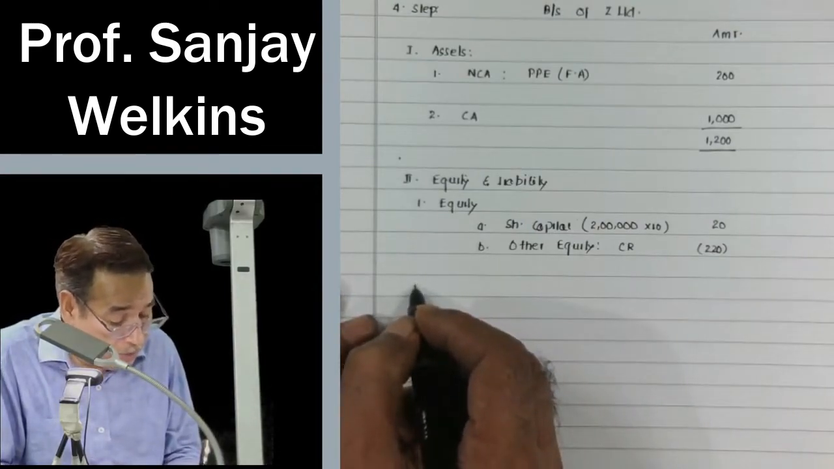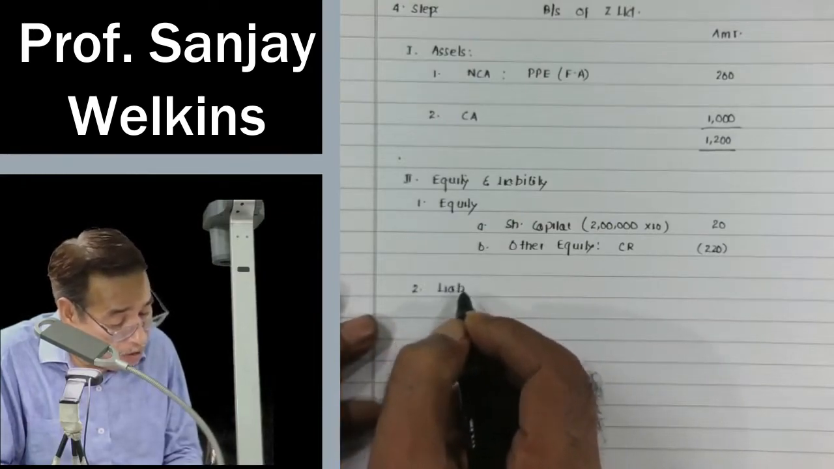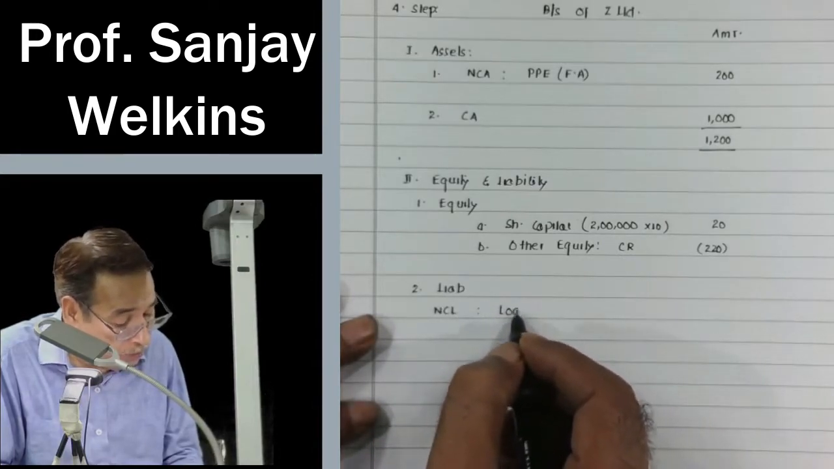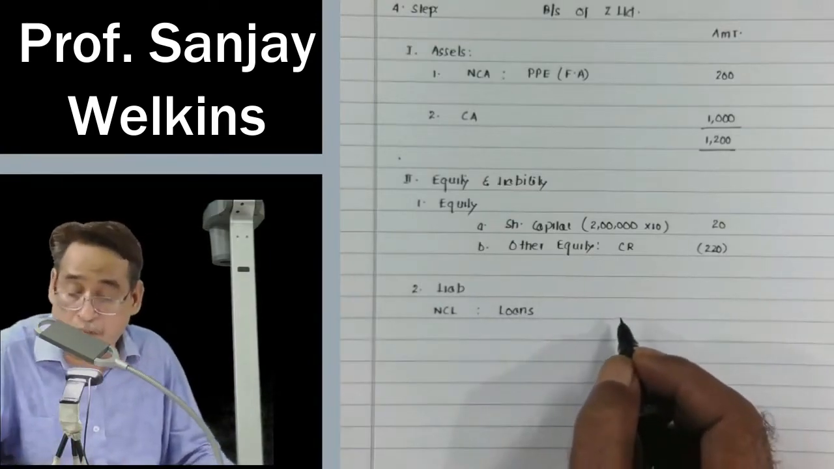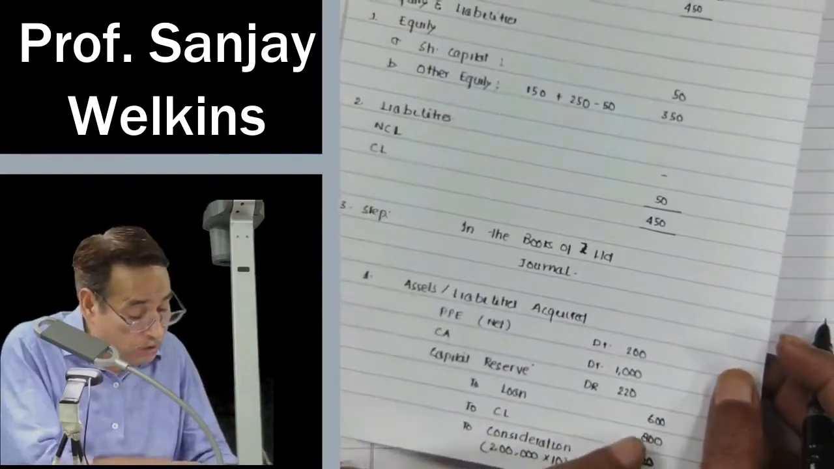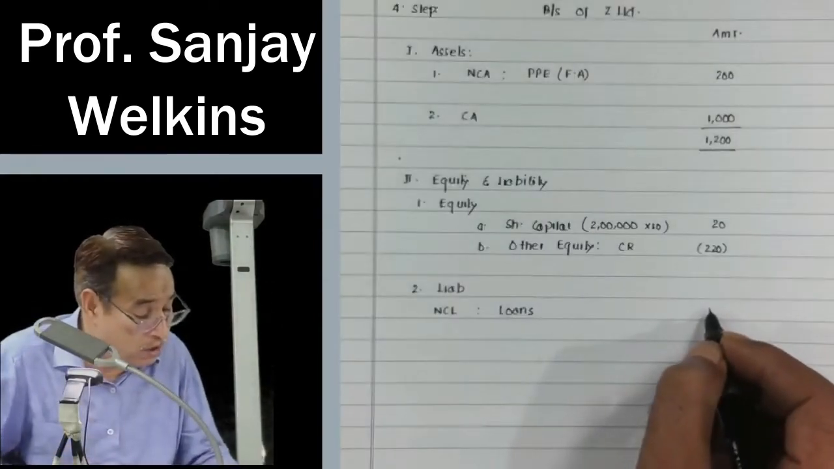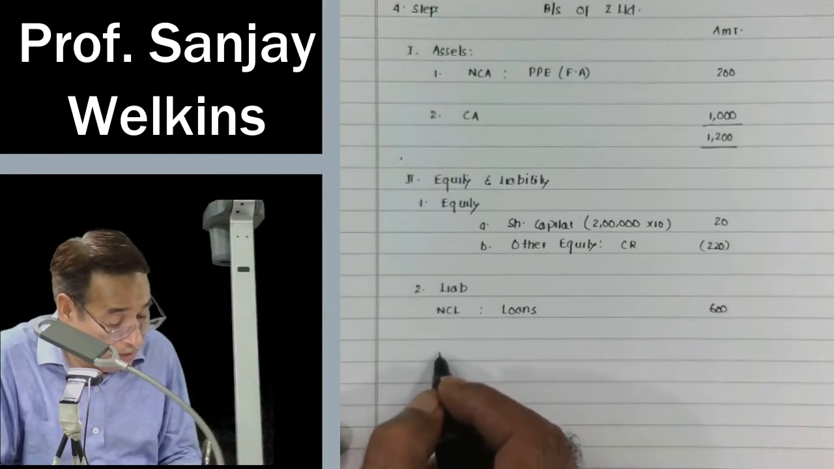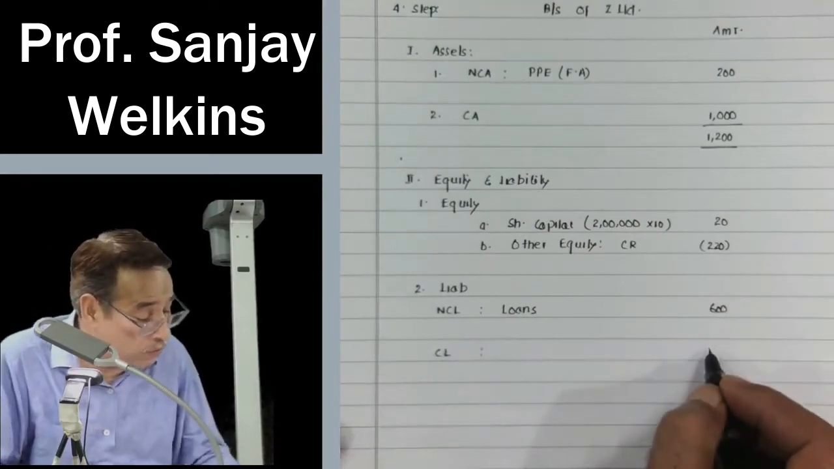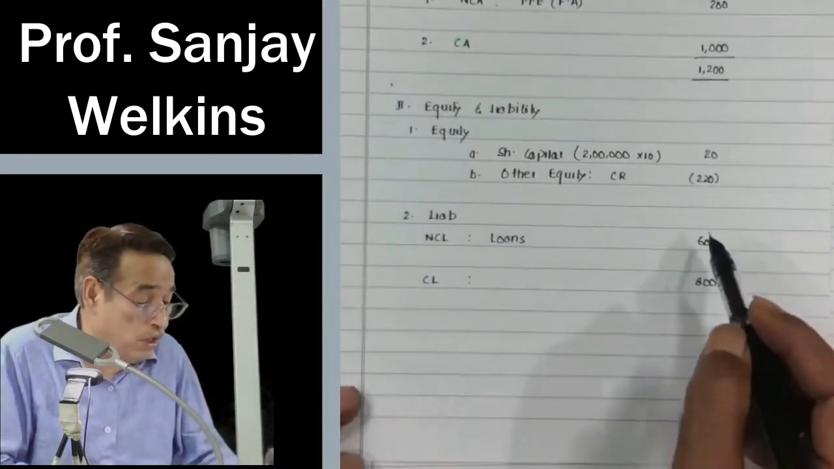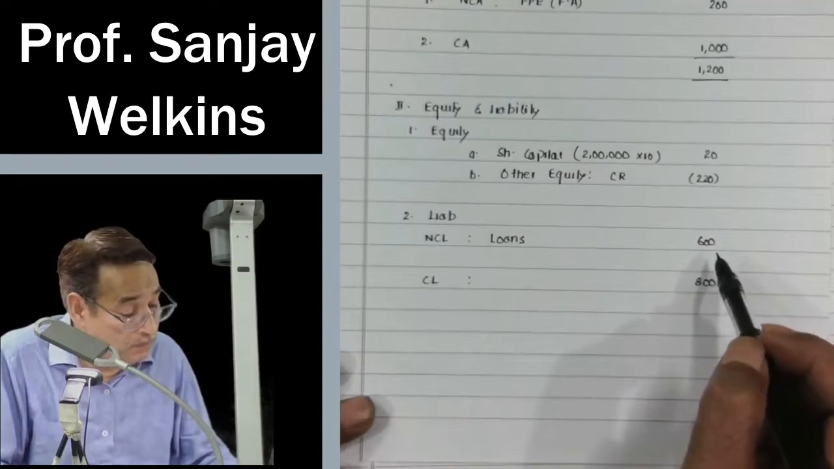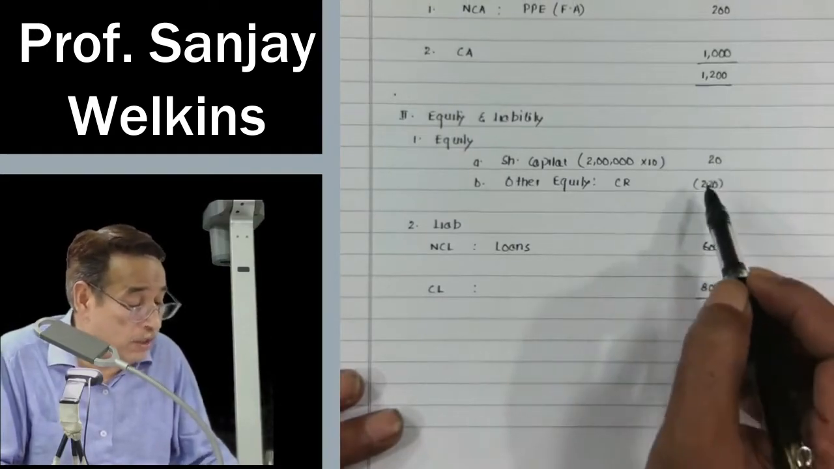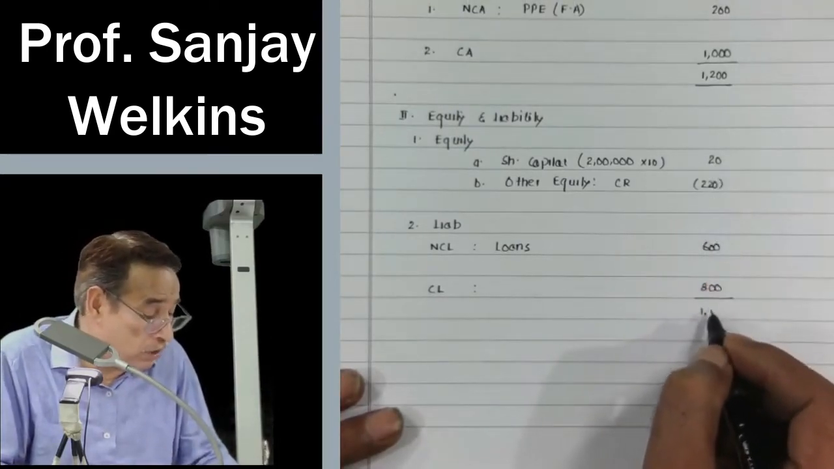Now the second one is liabilities. Under liability we write non-current liability. Now this time non-current liability is there in the form of loans, because Z Limited has taken loans to the extent of 600, and current liability 800. Loans 600, and current liability is worth 800. Now if you total it up, 1400. Current liability is how much? Let me check it up. Okay, 800. 1400. Now minus 200, it will give us 1200.